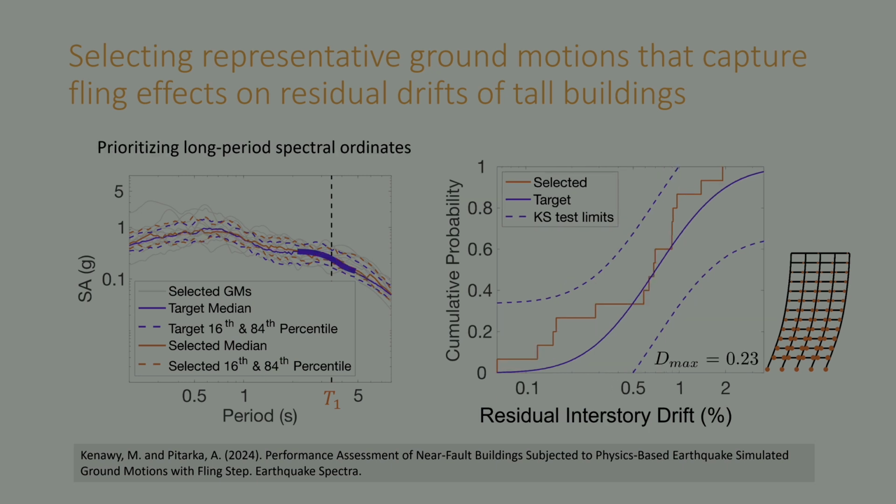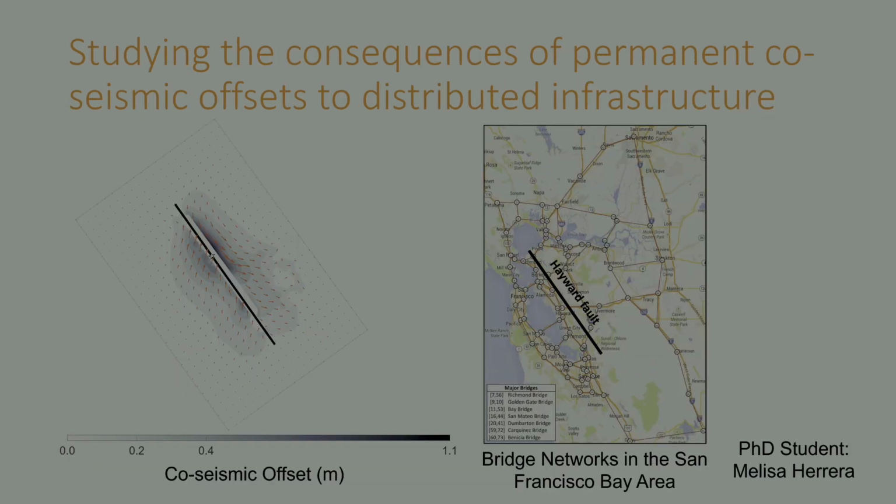Whereas if you actually prioritize the long period component of the selection, so you weigh more heavily the spectral ordinates in the long periods closer to the period of the building, you actually get a better representation of the building response. So you see the behavior from the selected ground motions is close to the target. This is specifically the case for residual inter-story drifts, but we've also seen similar results with inter-story drift as well.